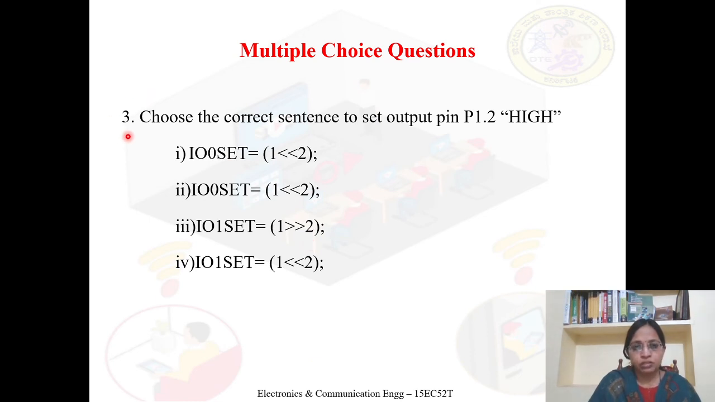The next question, choose the correct sentence to set output pin P1.2 as high. Okay. So what is the correct answer? Yes, the correct answer is the fourth one. So to make any pin high, we have to write down the value into which register? Into the set register. And here they have given port 1. So it should be what? IO1SET register. Okay. And if we want to make the second pin high, then 1 should be left shifted by 2 positions. So the fourth one is the correct answer.